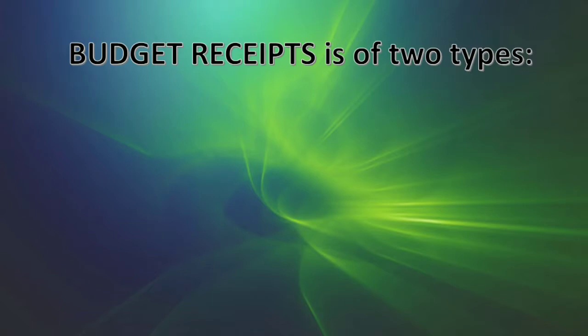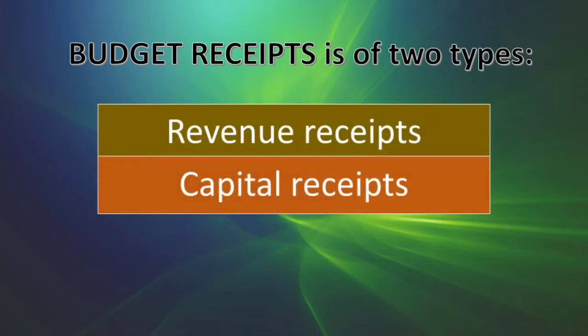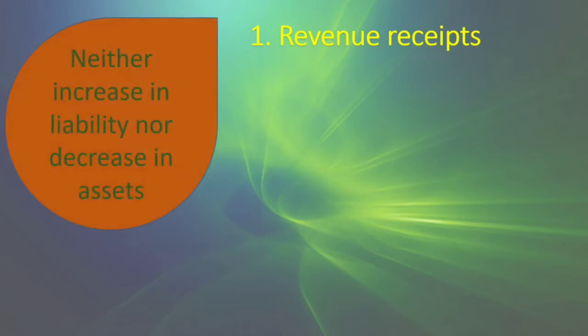So first of all, budget receipts can be divided into two types: revenue receipt and capital receipt. So let us start with revenue receipts explanation and understanding. Now the definition you can see here is it neither increases the liability nor decreases the asset. So I'll give you a very good fundamental trick to learn all the definitions of the chapter.